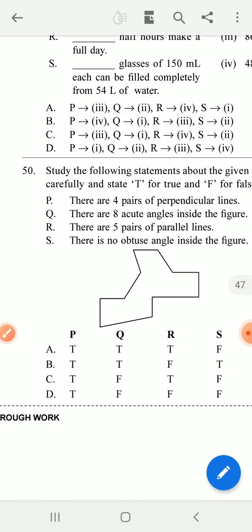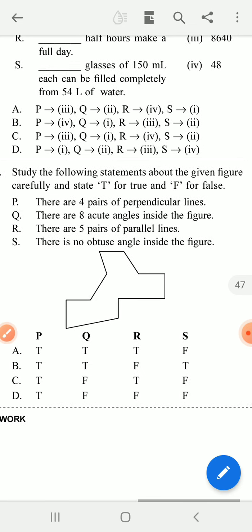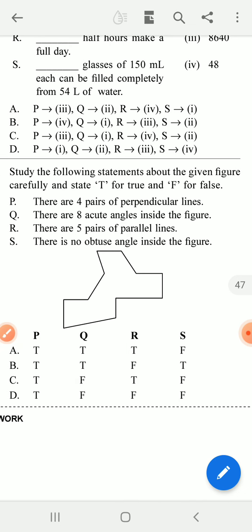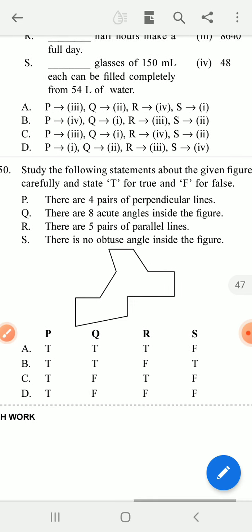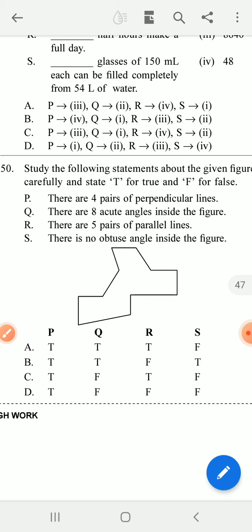Math number 50. Study the following statement and given figure carefully and state T for true and F for false. There are 4 pairs of perpendicular lines. There are 8 acute angles inside the figure. There are 5 pairs of parallel lines. There is no obtuse angle inside the figure. So which one is the correct answer? Write T for true, F for false. So 50, D is the answer.